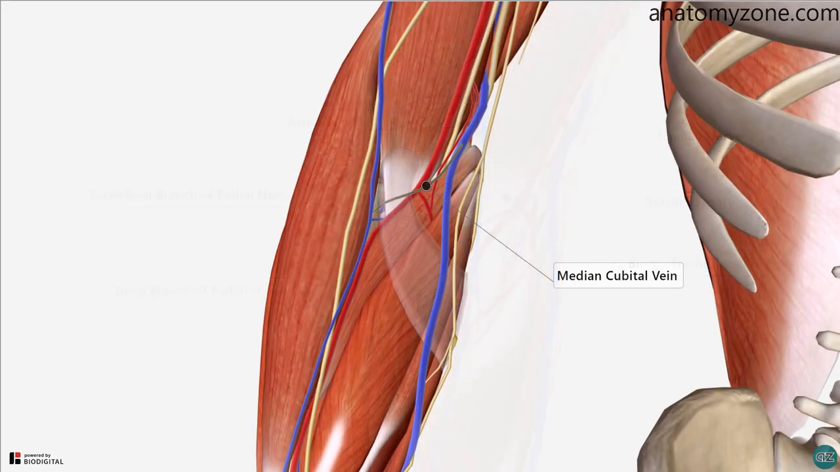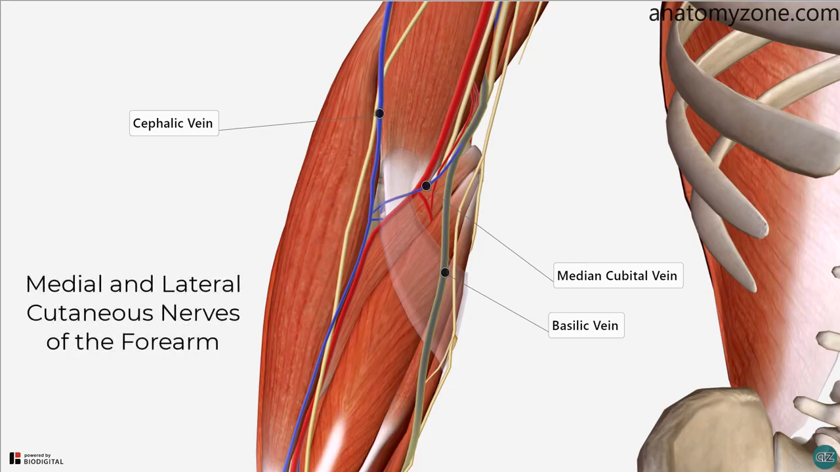The final structure, the median cubital vein, passes within the roof of the cubital fossa. It connects the cephalic vein with the basilic vein. Other structures within the roof are the medial and lateral cutaneous nerves of the forearm.